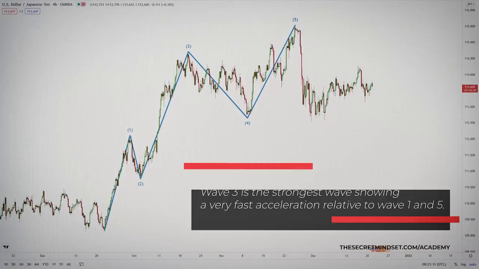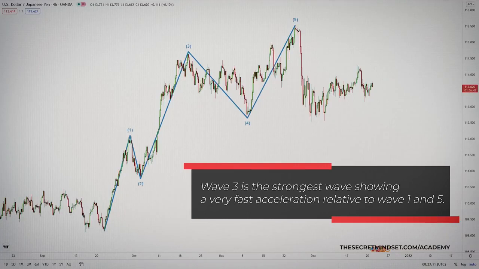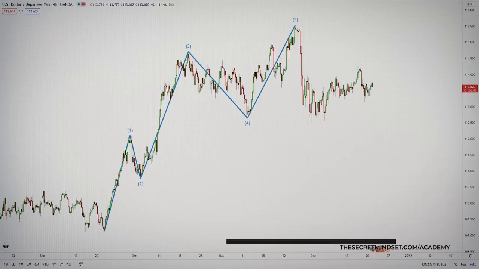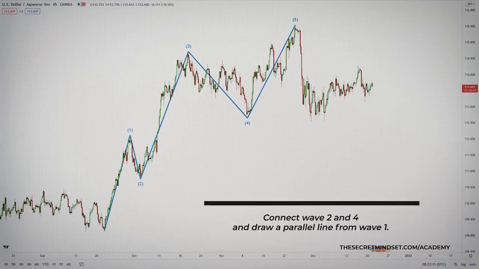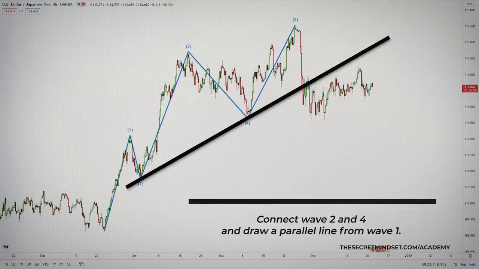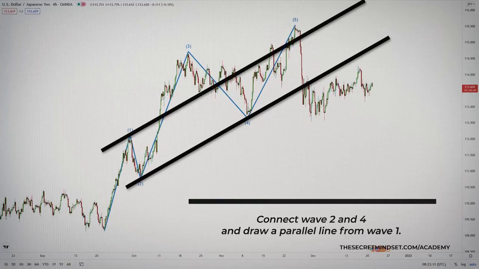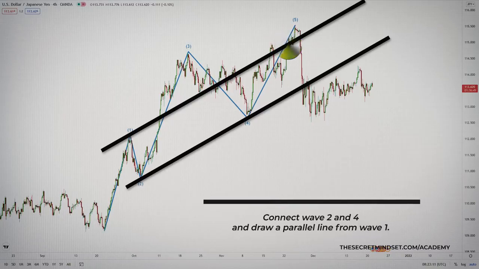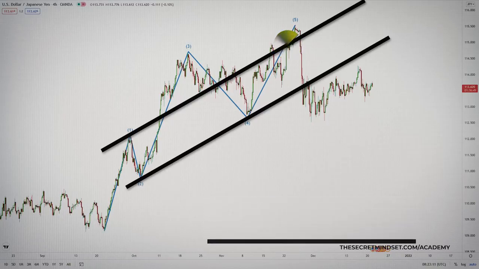Most of the time, wave 3 is the strongest wave, showing a very fast acceleration relative to wave 1 and 5. If wave 3 indeed shows a nearly vertical rise or decline, then draw a trend line connecting wave 2 and 4, and draw a parallel line from wave 1. This parallel line will cut through wave 3 and will target wave 5. From my experience, this is a very valuable channel.